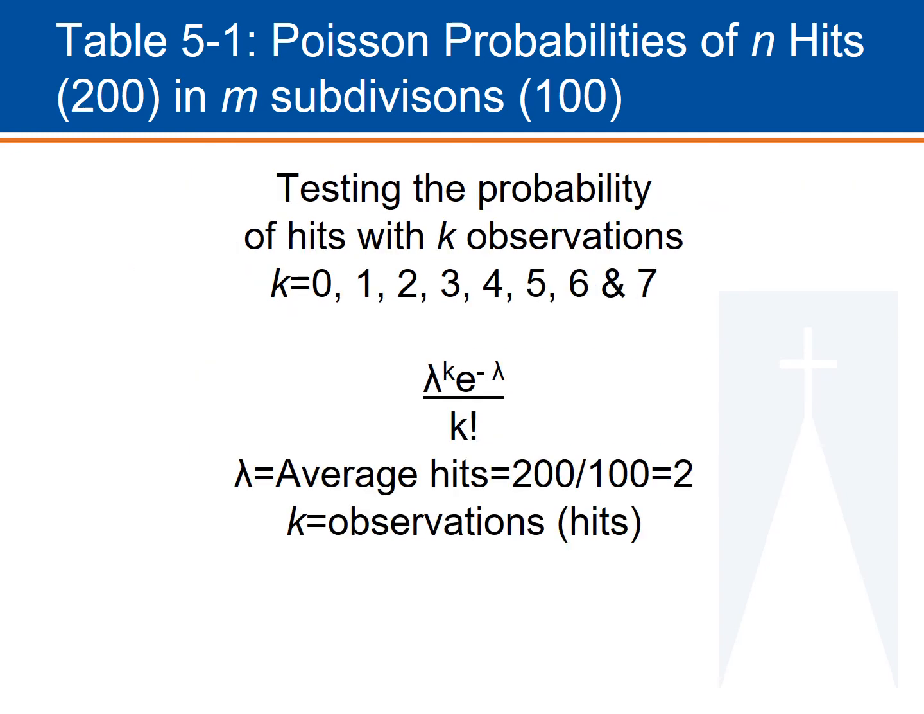So here is the formula as written in the book. Although it looks complicated, it is really quite simple. The lambda symbol represents average hits, which is 2. This is simply the instances of occurrence over the number of spatial blocks, the squares in this case. If the hits were perfectly random, each block would have 2 hits.